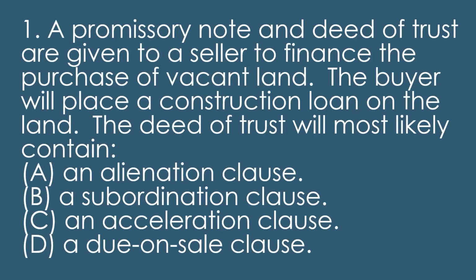Question number 1. A promissory note and deed of trust are given to a seller to finance the purchase of vacant land. The buyer will place a construction loan on the land. The deed of trust will most likely contain A, an alienation clause, B, a subordination clause, C, an acceleration clause, D, a due on sale clause.